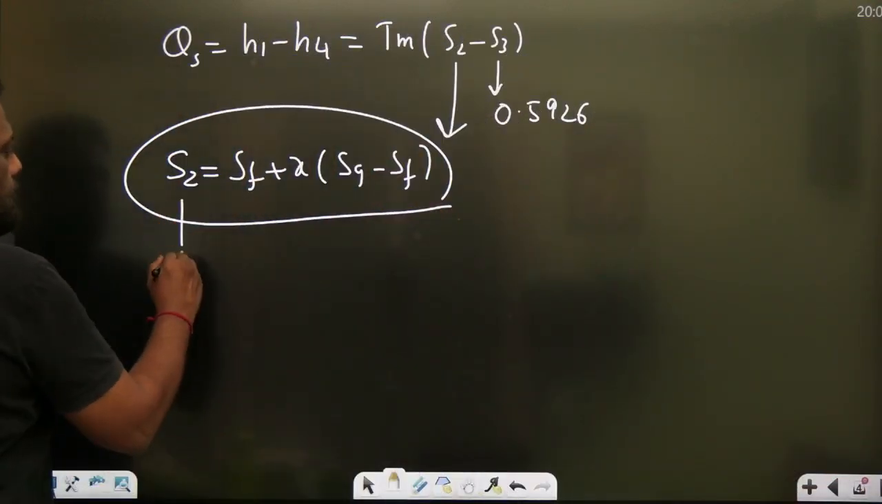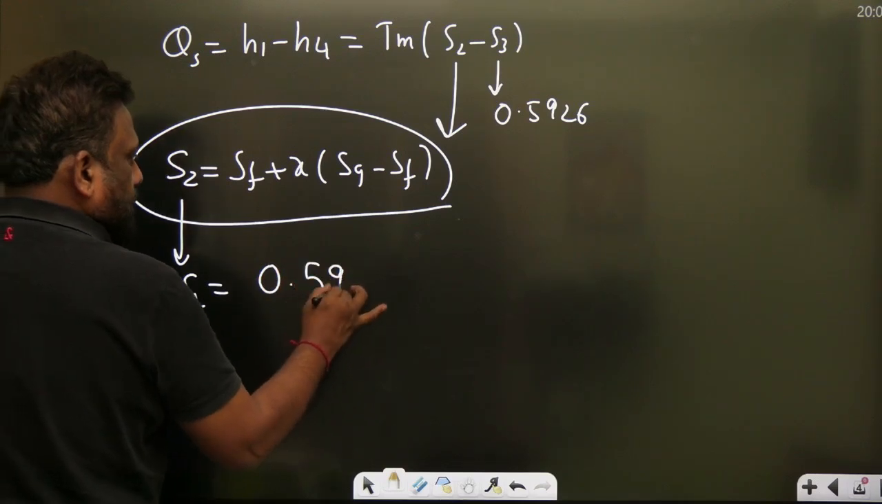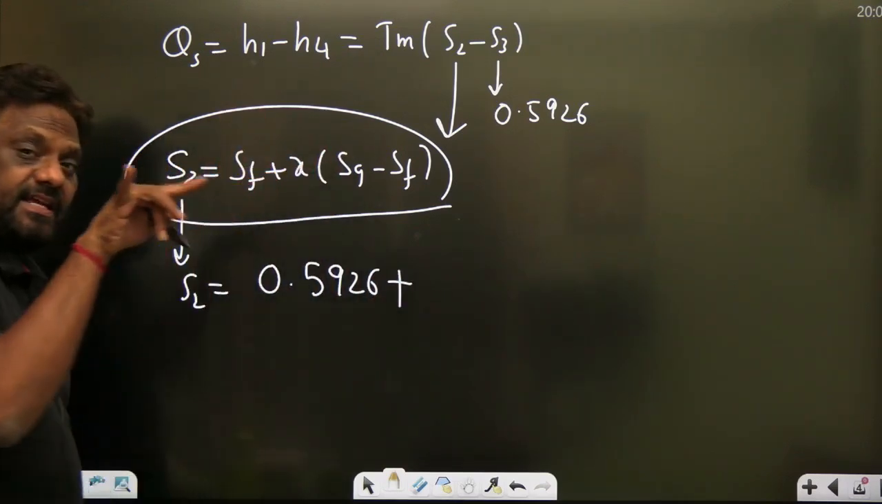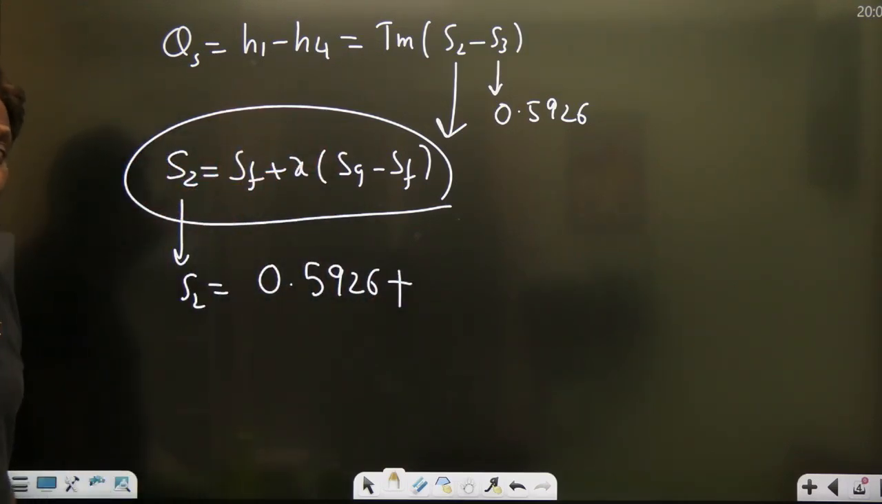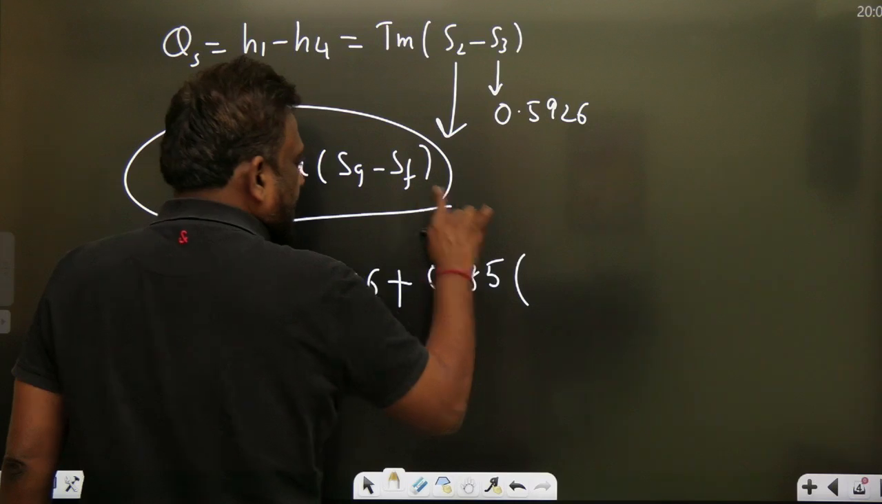How do I calculate S2? SF is already known, 0.5926 plus X. The drainage fraction: he said moisture content should not exceed 15%, so the drainage fraction will be 85%. That is 0.85 into SG.